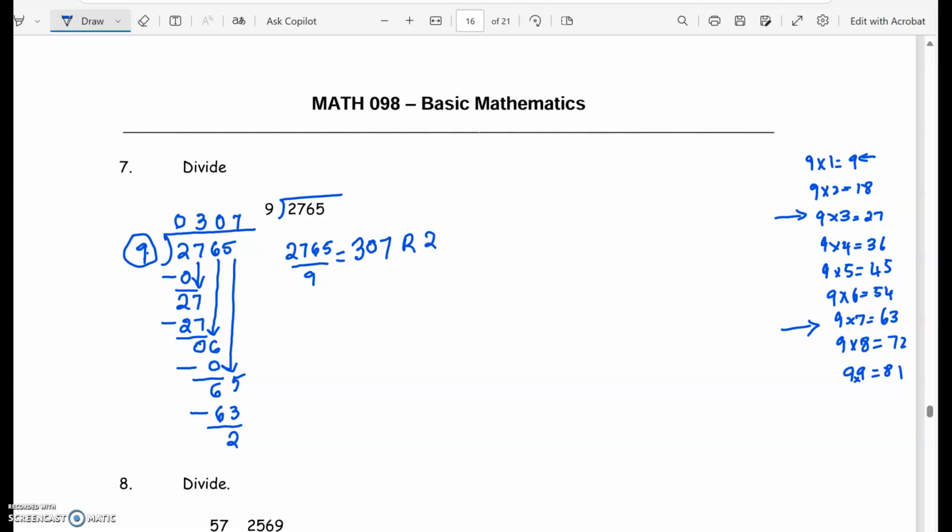So if we subtract 2 from 2765, that's 2763, and 2763 divided by 9 would be exactly 307. And if you add a 2, you get 2765. Now let's do another one.